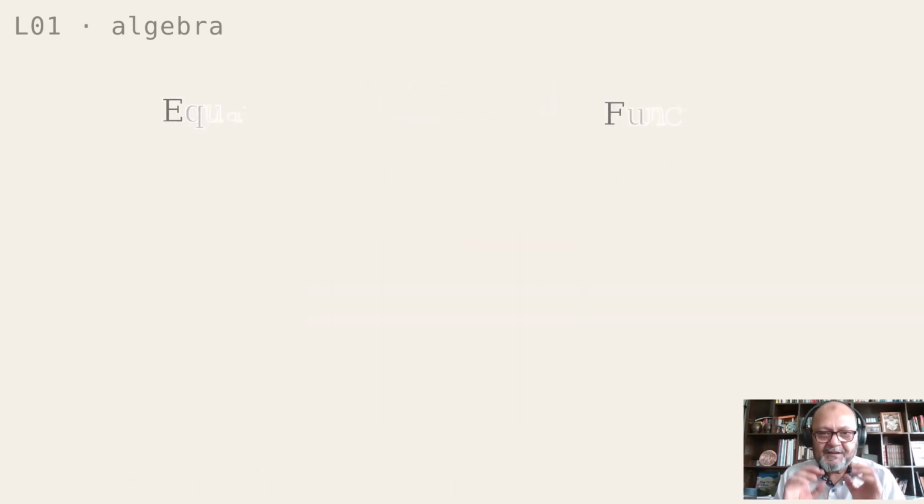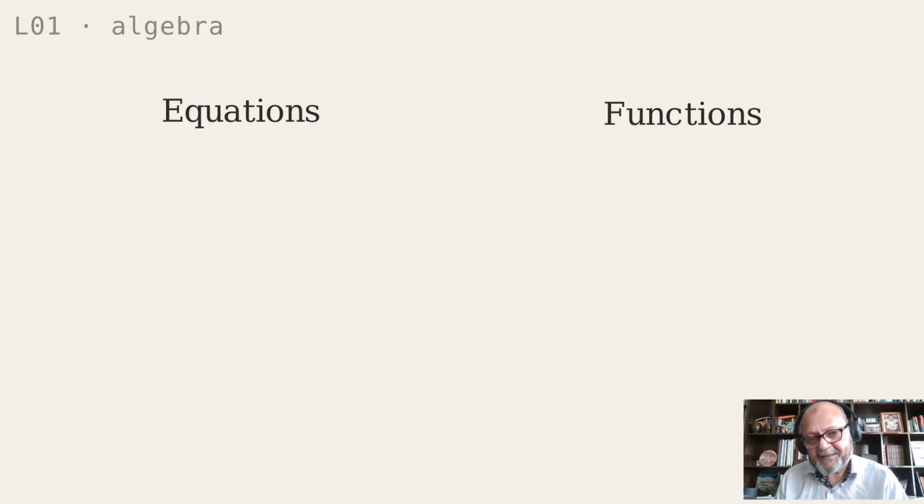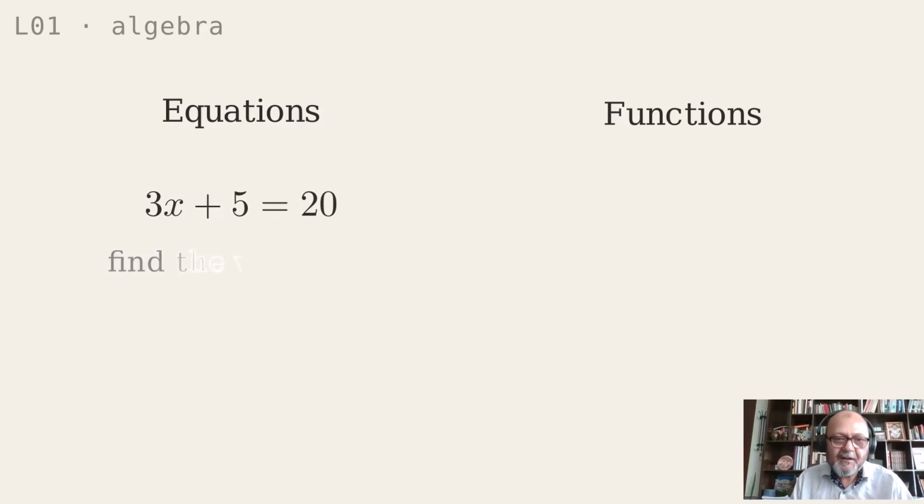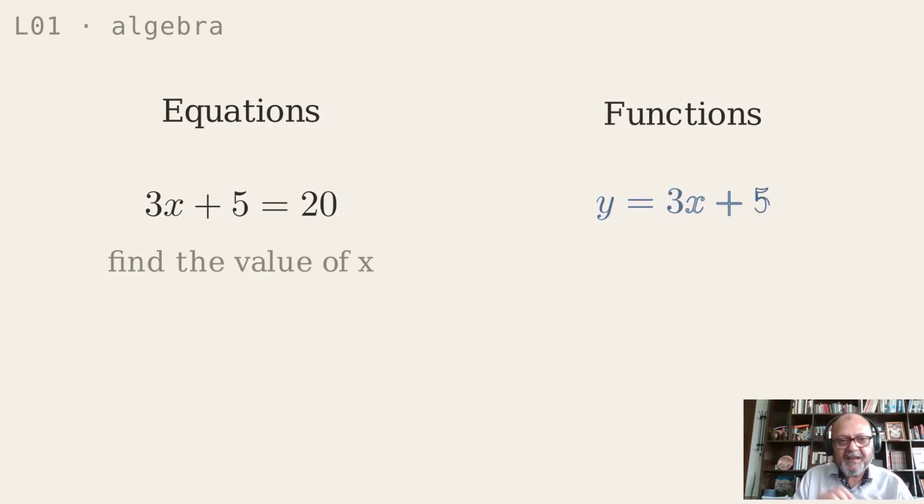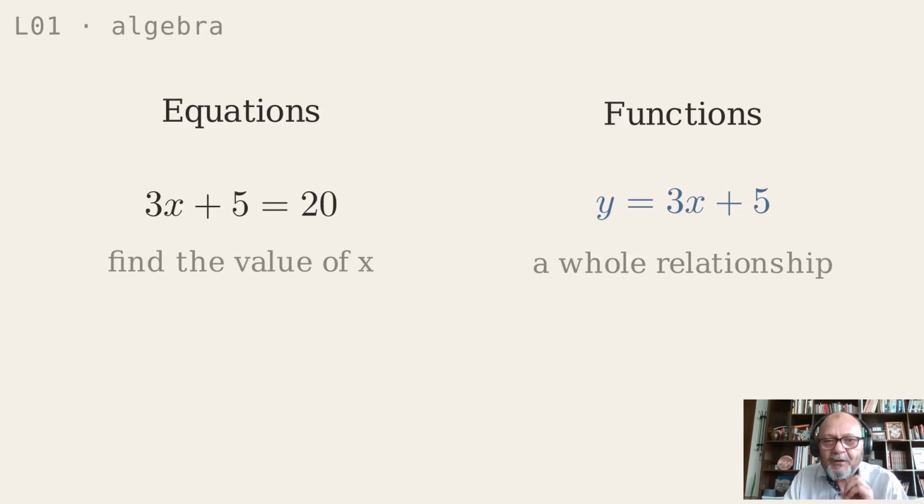It could be understood through two closely connected perspectives, equations and functions. An equation usually asks you to find an unknown value. For example, 3x + 5 = 20. Your goal is to determine the value of x that makes the equation true. A function, however, describes how one quantity changes in relation to another. For example, y = 3x + 5. So instead of finding only one value of x, this equation describes an entire relationship between x and y.